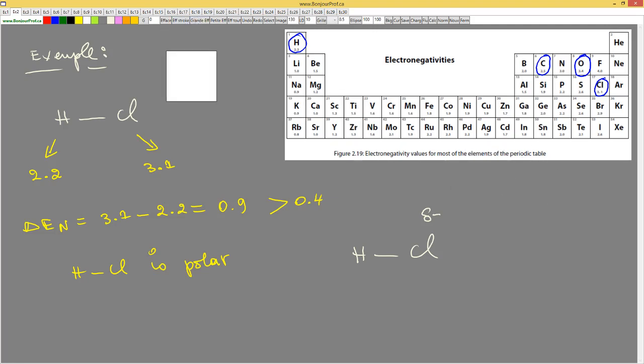We say that the chlorine here is slightly negative, delta minus. And the hydrogen, because it loses its electron, it shares it, but not fairly. It will seem a little bit positive. We'll write it here, delta plus.